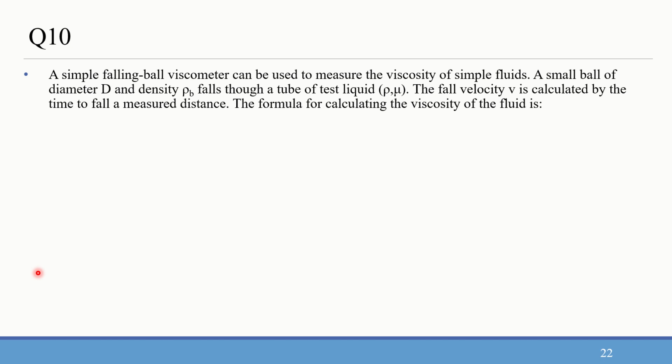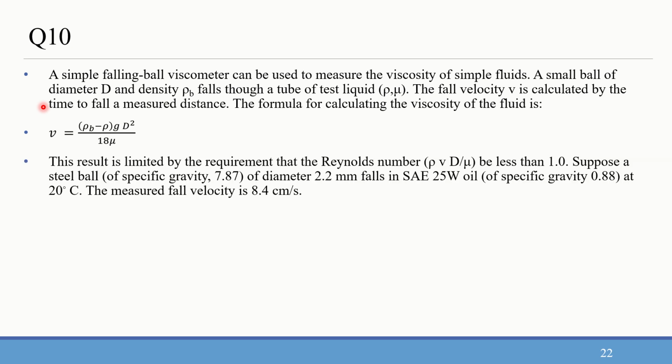So it is a simple falling ball viscometer, and the ball diameter is d and its density is rho b, and it is falling through the test liquid, whose density and viscosity are rho and mu. Normally this formula is used to calculate the terminal settling velocity of a particle. But here, since the velocity is known, we are using it to find the mu. So that is the difference. But here there is one major limitation, that Reynolds number should be less than 1. Why? Because only below 1 will viscous forces be dominant. In all other regions, viscous force might not be dominant.